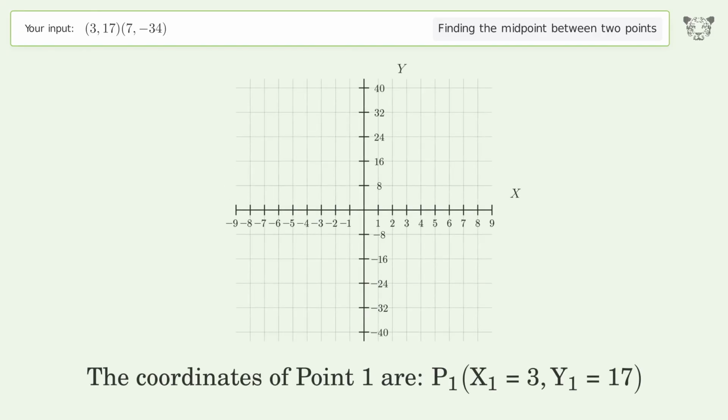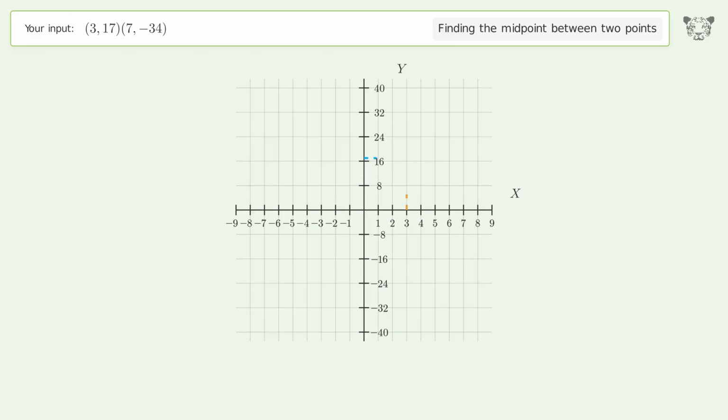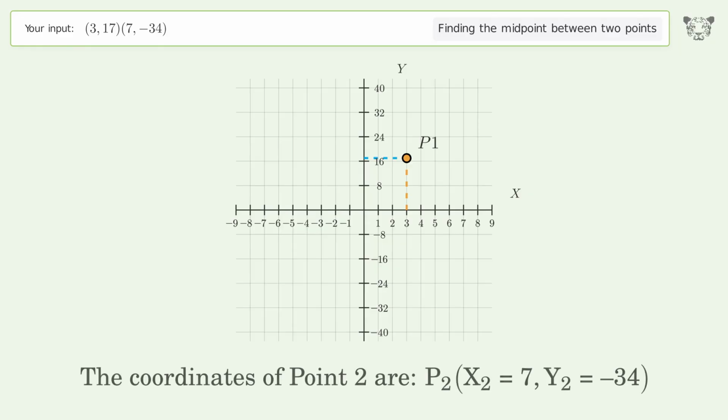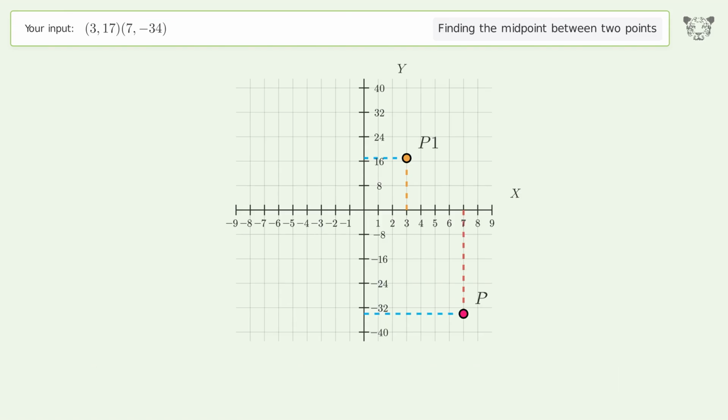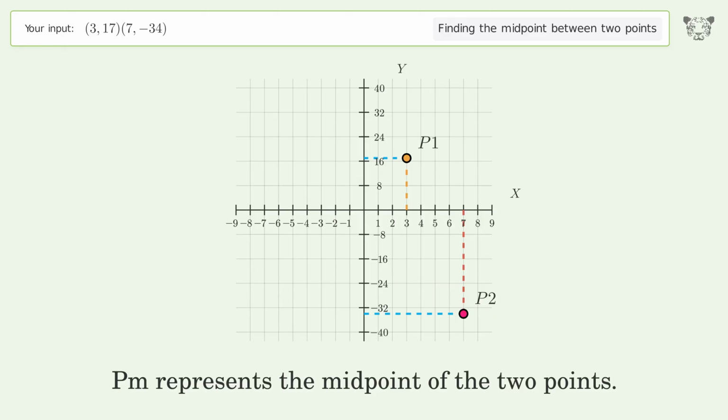The coordinates of point 1 are x1 equals 3, y1 equals 17. The coordinates of point 2 are x2 equals 7, y2 equals -34. PM represents the midpoint of the 2 points.